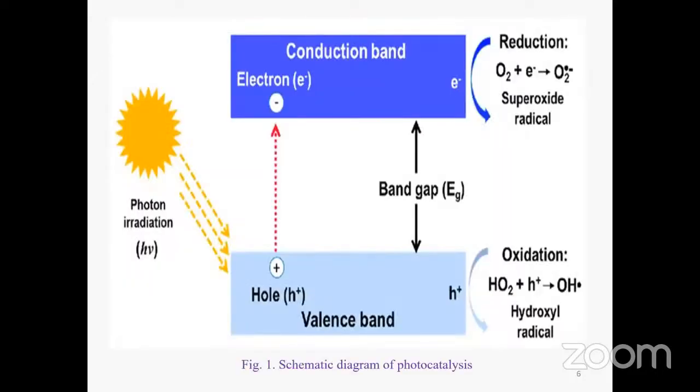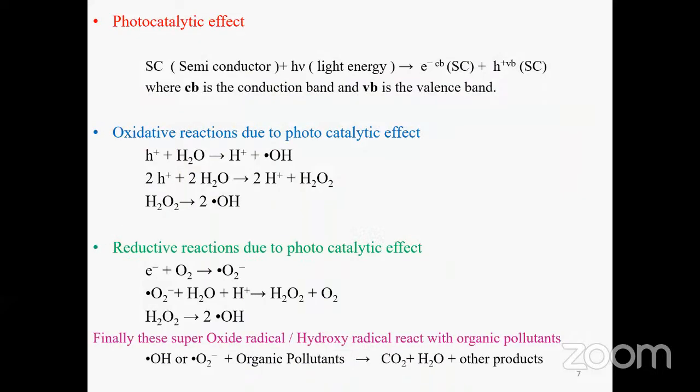And this is the schematic diagram of photocatalysis, where light is falling on the photocatalyst, and as a result, electrons are excited into the conduction band. If we can stop the recombination, the excited electrons will react with atmospheric oxygen to produce superoxide radicals. Similarly, holes in the valence band will react with atmospheric moisture to produce hydroxyl radicals, and these superoxide and hydroxyl radicals in turn will react with the degradants like methylene blue, and give byproducts like carbon dioxide and water. And these are some of the reactions involved in the photocatalysis process.